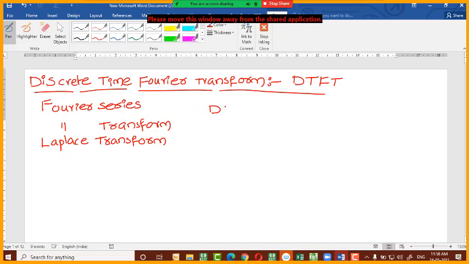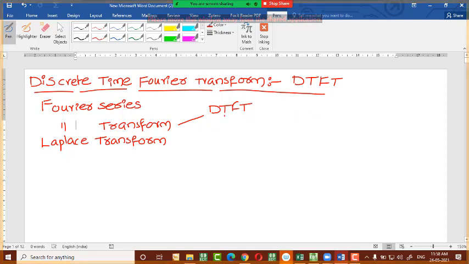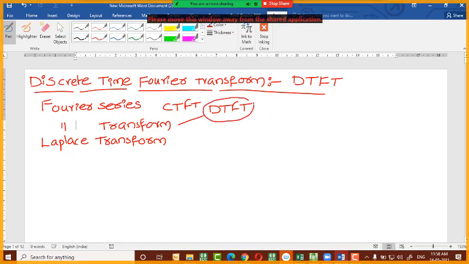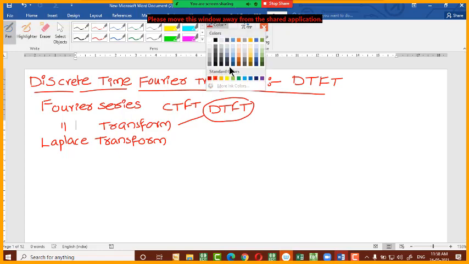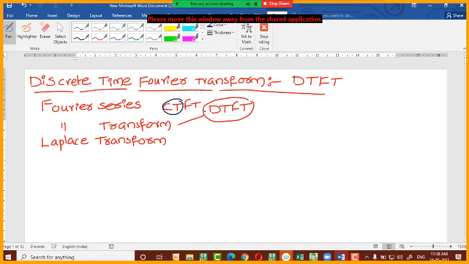Discrete time Fourier transform. It is the counterpart of the continuous time Fourier transform. Whatever the Fourier transform we have studied previously, that is continuous time Fourier transform applied on x of t. Now whatever the Fourier transform we are going to study in this third unit, that is the discrete time Fourier transform. So the name itself gives the information: it is on continuous time signals, and this one is on discrete time signals.